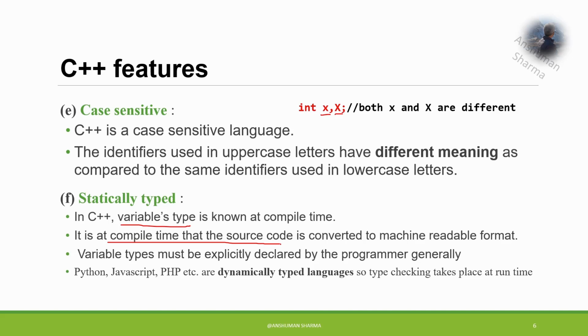That is, with the help of a C++ compiler, of course. So variable types must generally be explicitly declared by the programmer. So this is why it is called a statically typed language.